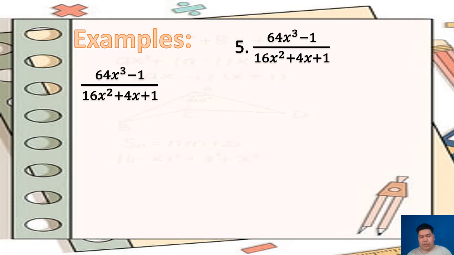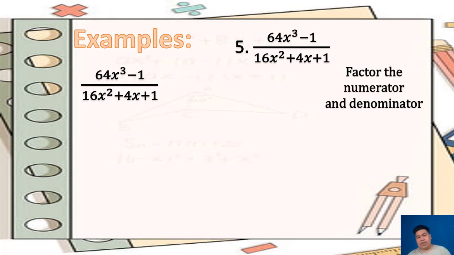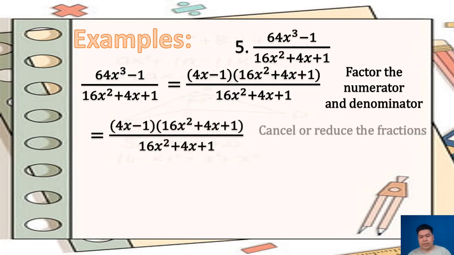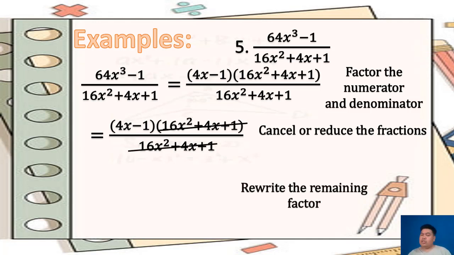For the numerator, we will use the sum and difference of two cubes. So factor the numerator and the denominator. We have 4x minus 1 times 16x squared plus 4x plus 1. Then the denominator stays the same, because we do not have any factor for it. Next step is to cancel or reduce the fraction. From the numerator, we cancel 16x squared plus 4x plus 1, and from the denominator, we cancel the denominator. Now, rewrite the remaining factor. The remaining factor is 4x minus 1.